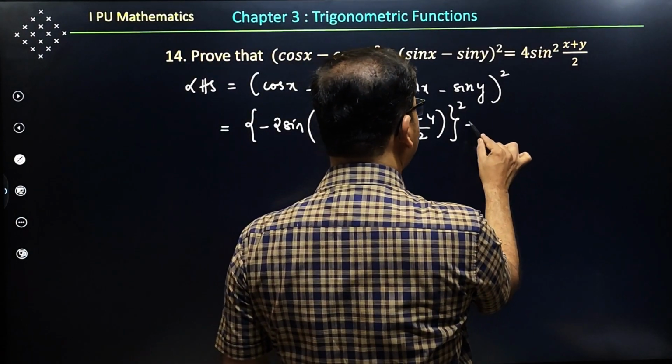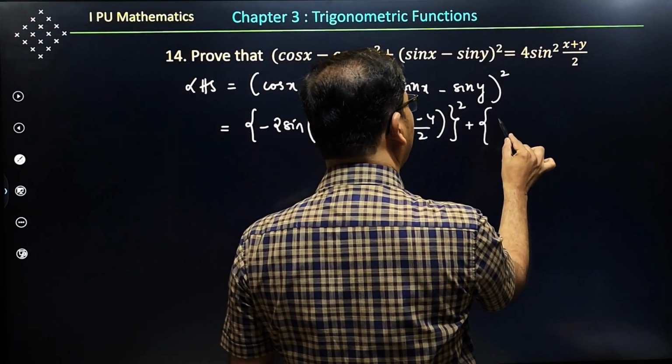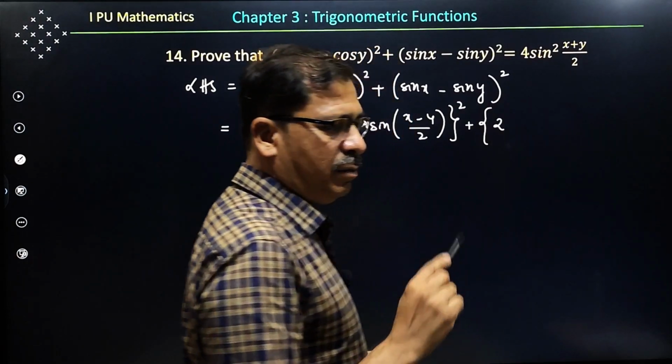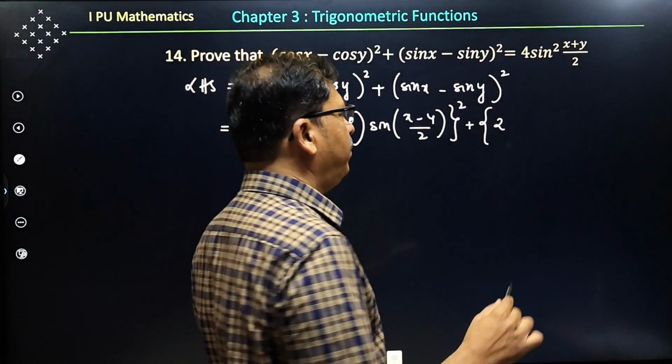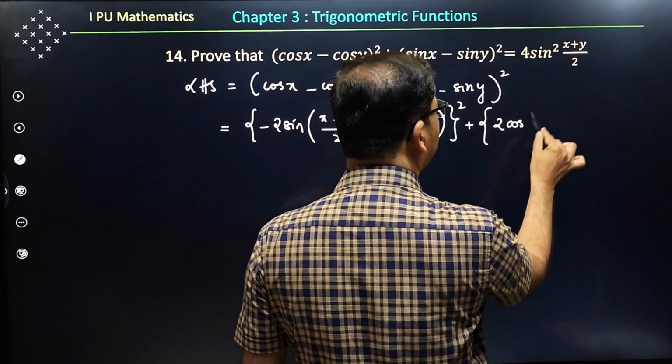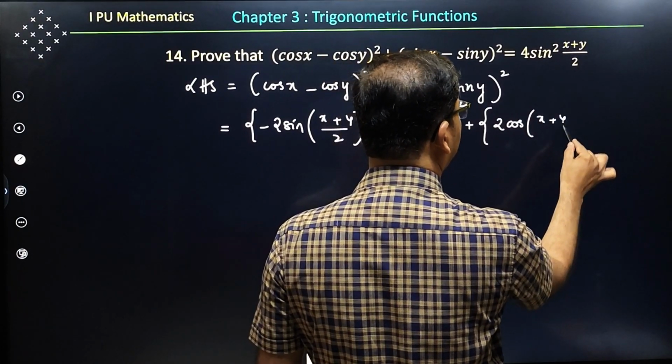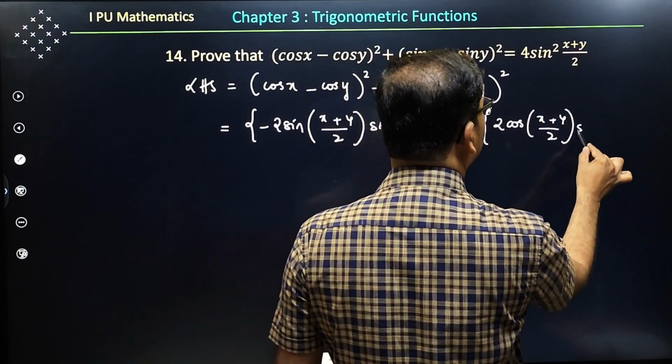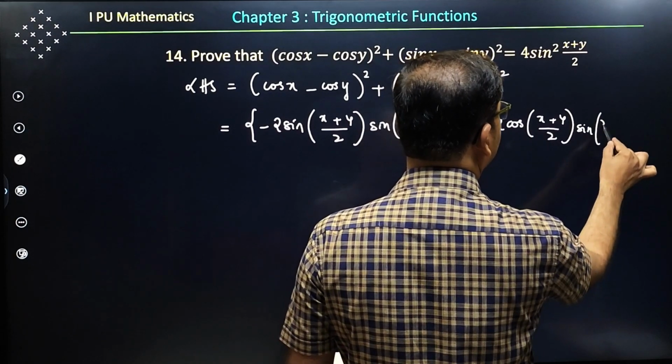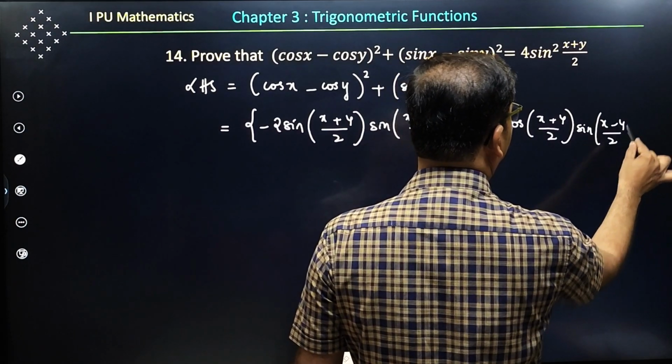Again, sin c minus sin d, put the bracket, 2 into sin c minus sin d is 2 cos into sin, 2 cos of c plus d divided by 2, that is x plus y by 2, into sin of c minus d, that is x minus y divided by 2.